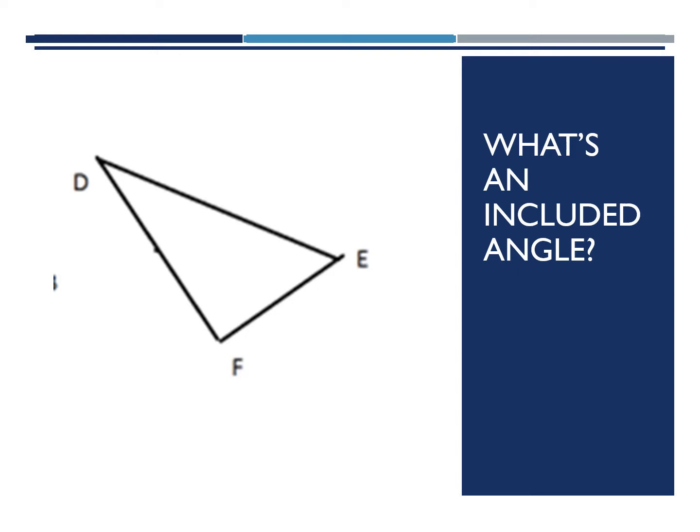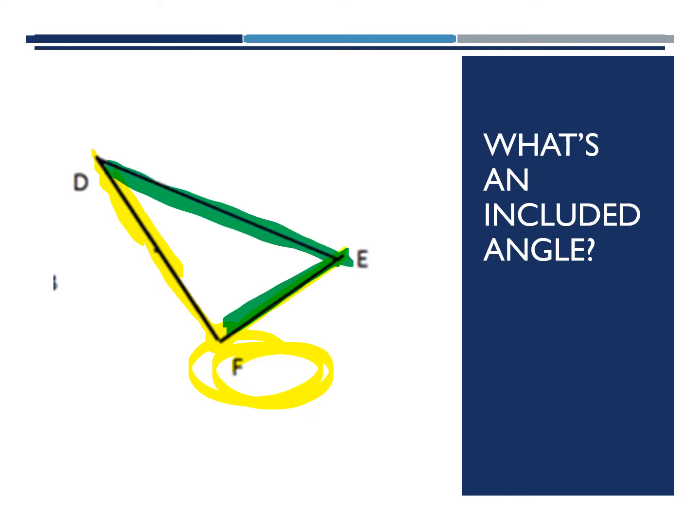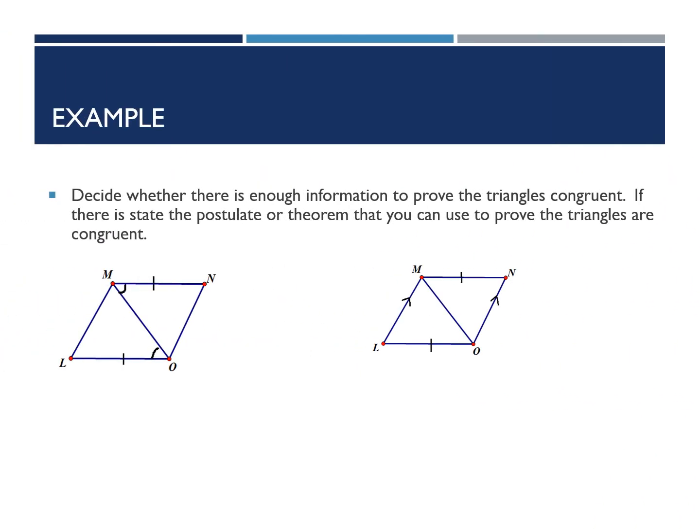So just to be sure, what's an included angle? What an included angle is, if I have this side, FE, and this side, FD, the included angle is going to be that angle F. So it's basically the vertex of the 2 sides that make up an angle. Okay? If I have this side and this side, then it is this angle right here that's included. It's the angle that makes up the vertex. And that's going to be important.